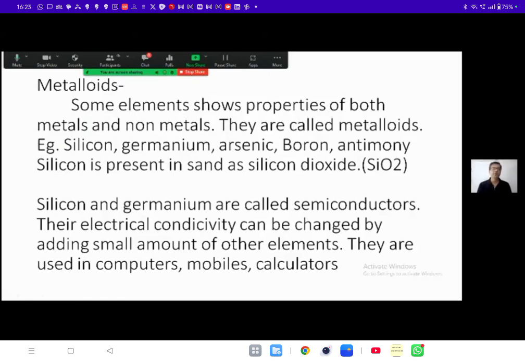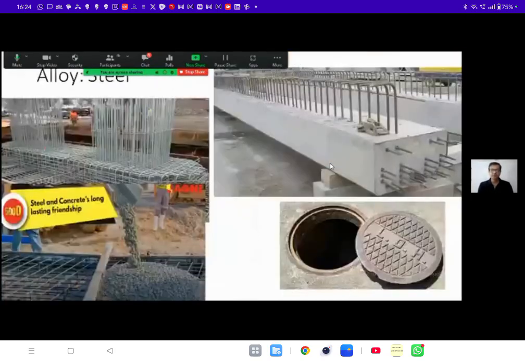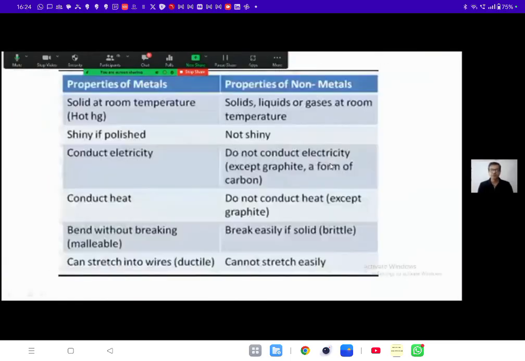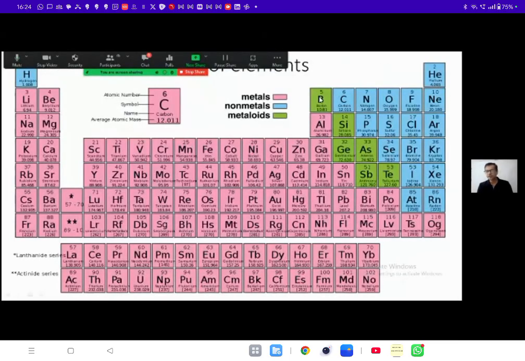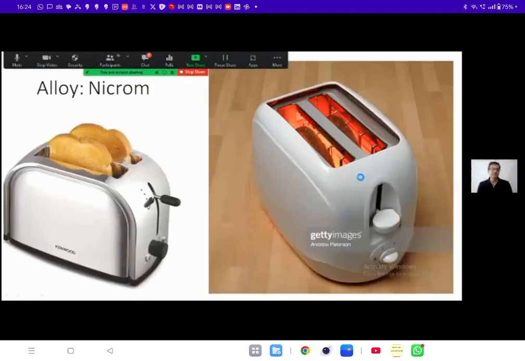Generally, five elements: silicon, germanium, arsenic, boron and antimony are called metalloids. Antimony is an element. And in the periodic table, if you see, these green color elements are sitting somewhere between the metals and the blue non-metals. They are the metalloids: boron, silicon, germanium, arsenic and antimony. These are considered as metalloids.